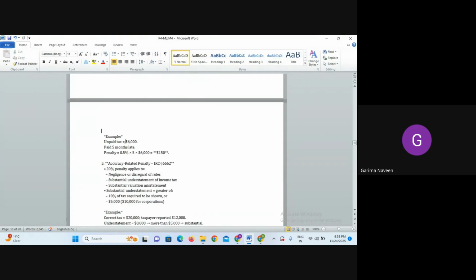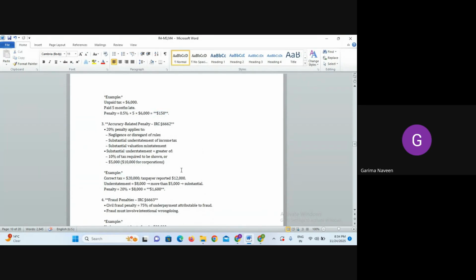For example, you have certain unpaid taxes of $6,000 and you paid 5 months late. So if the failure to pay penalty applies, that means it will be 0.5% of the amount you have unpaid. Okay, so it is $150 per month. Since you are paying 5 months late, you have to give the $150 of penalty to the IRS.